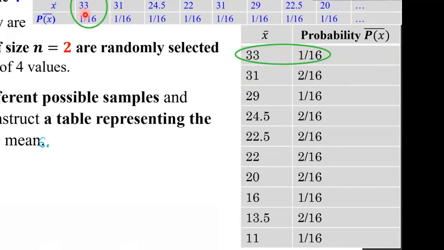So for a number such as 33, there is only one outcome, so 1 out of 16. But for 31, everybody, there are 2 ways to get 31, and therefore 2 out of 16. And you go over the whole process. This is what you get. So I'm explaining for a one that doesn't repeat is 1 over 16. For the one that repeats, 2 over 16. This is the sampling distribution of the sample means.